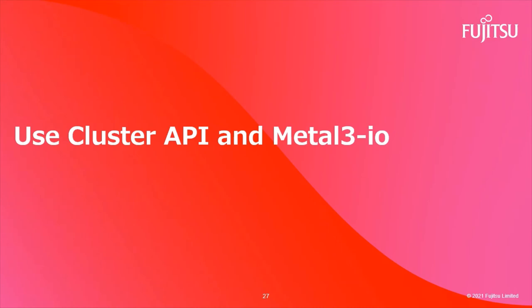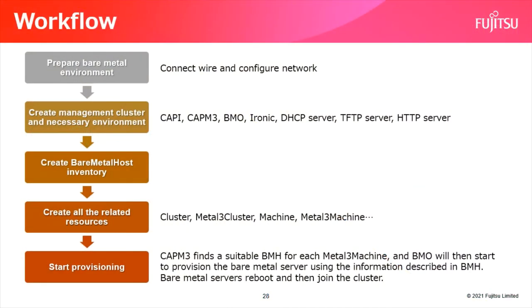So how do we use these two projects? When using Cluster API and Metal3.io to manage a bare metal environment, the total workflow could be: first, prepare the bare metal environment, including connecting wires and configuring the network. Next, create a management cluster. Make sure Cluster API, CAPM3, the Bare Metal Operator, and Ironic are running correctly, and create the other necessary environment such as the DHCP server and HTTP server, and also prepare the related image files.